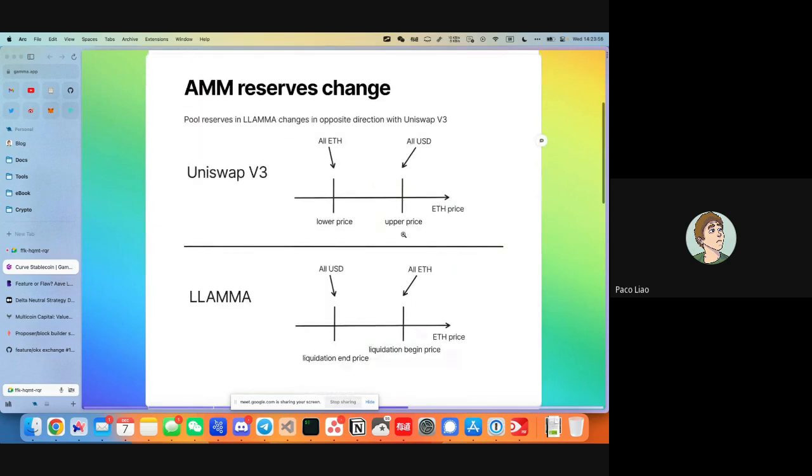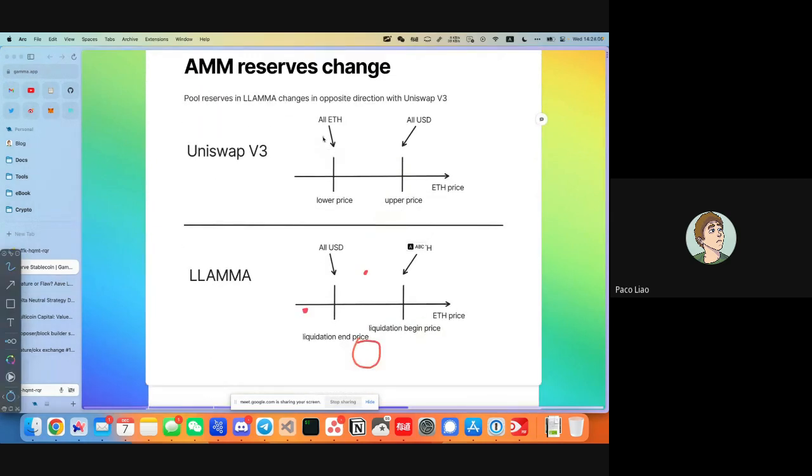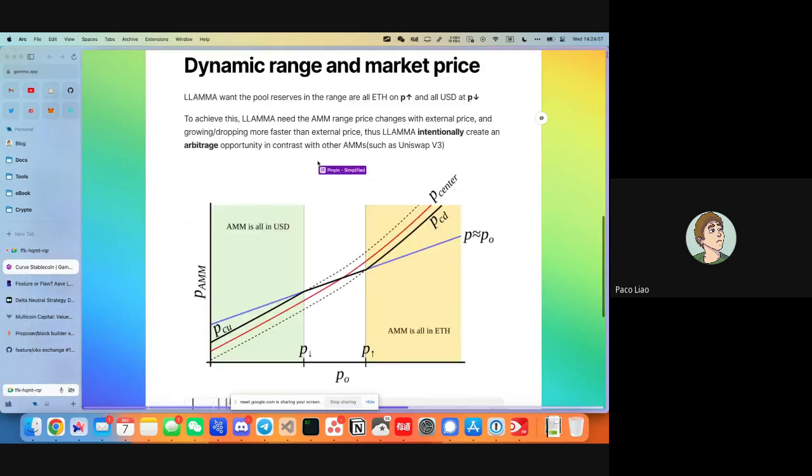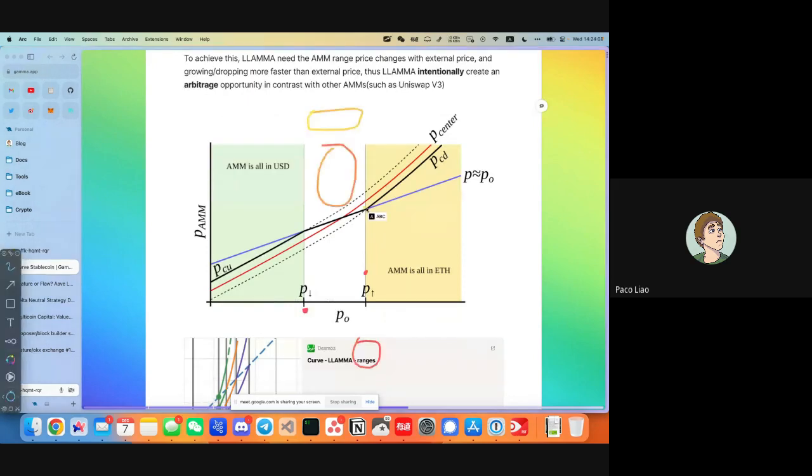Let's expand this. So at lower price, all your collateral will be ETH, right? So this is the same situation. At this point, the external price will be at this range's lower price. So all your collateral will be ETH. And if the price continues going down, this range will be out of range, and all your reserves in this range will be ETH.